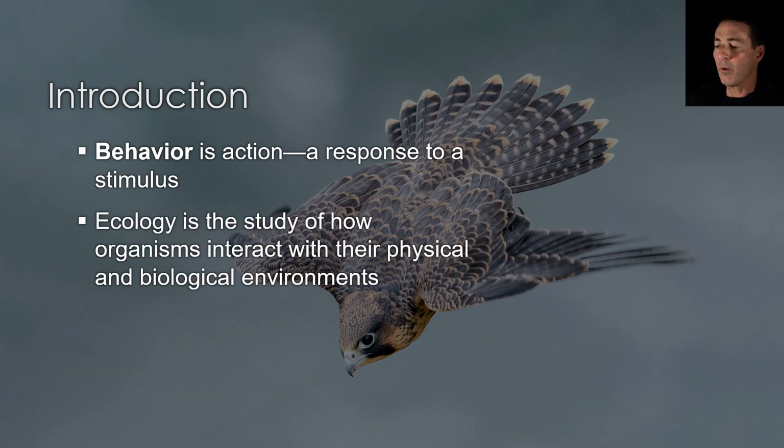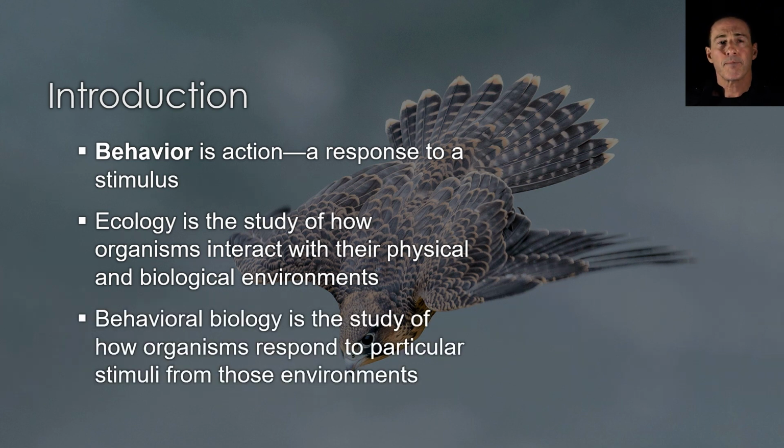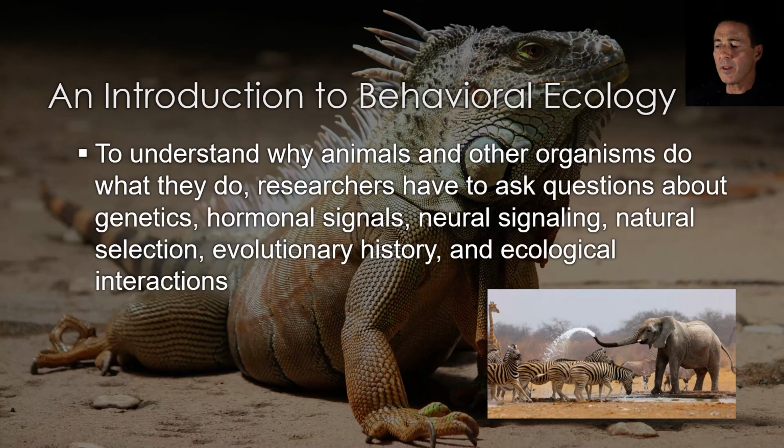Ecology examines how organisms interact with the physical and biological environments they live in. So behavioral ecology analyzes how organisms respond to particular stimuli from their environments. While the primary focus of behavioral ecology is at the level of the organism, this field integrates levels from molecules up to ecosystems, depending on the question being asked.